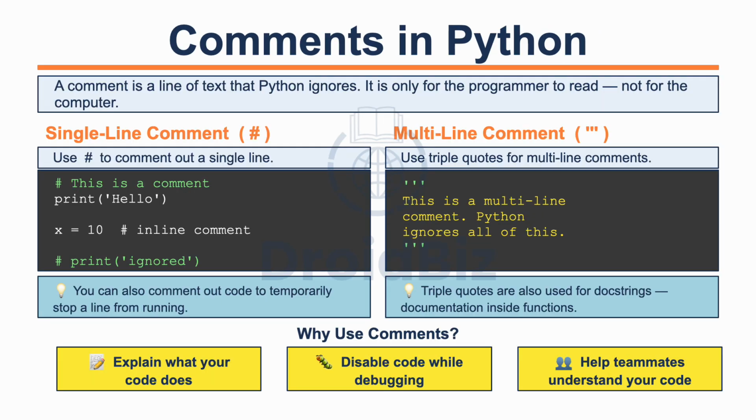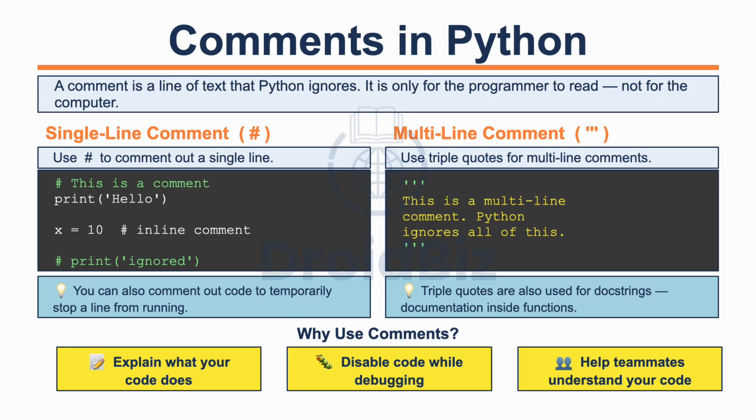Now, let us talk about comments. A comment is a line in your code that Python completely ignores. It is only there for you, the programmer, to read. Comments are very important. They help you and others understand what your code is doing. There are two types of comments in Python: single-line comments and multi-line comments. To write a single-line comment, use the hash symbol. Everything after the hash on that line is a comment. Python will not run it.